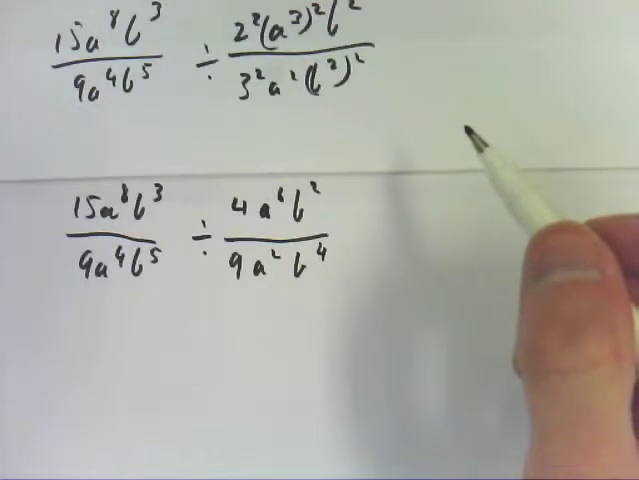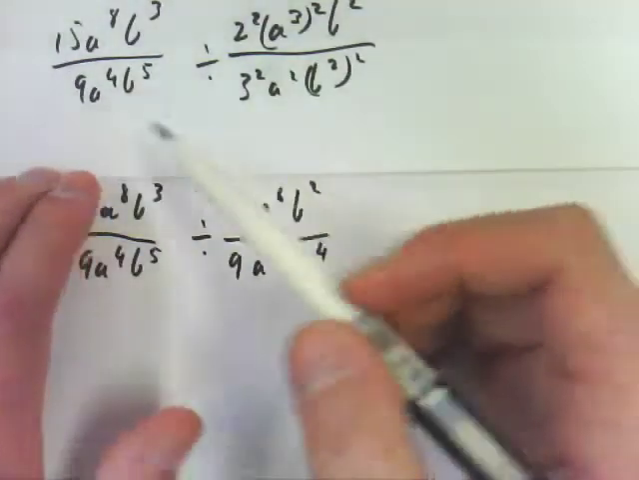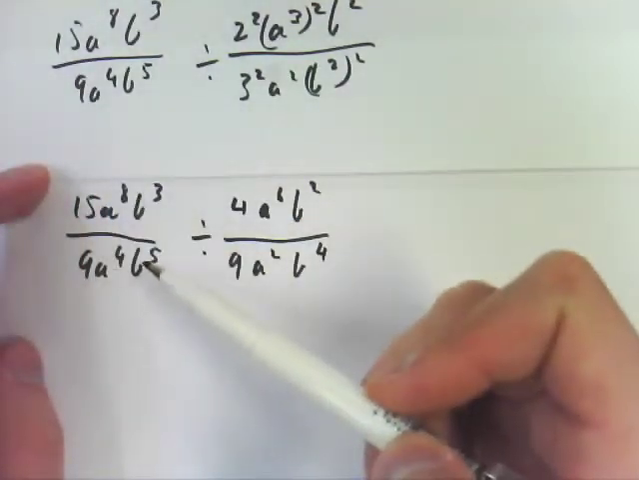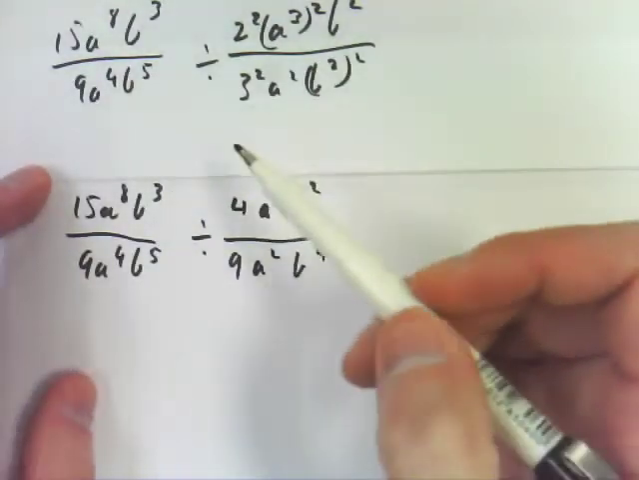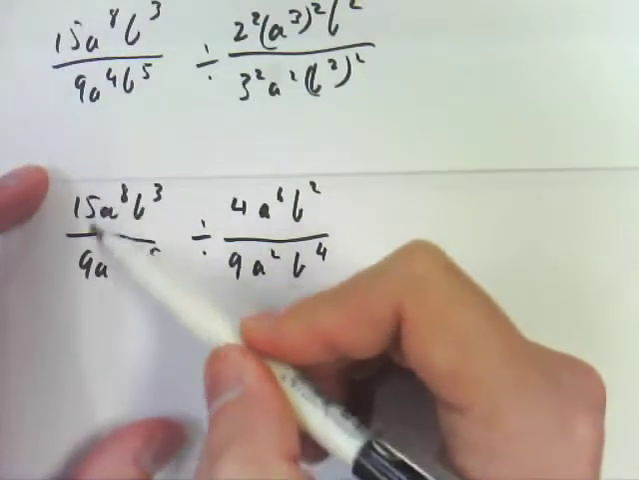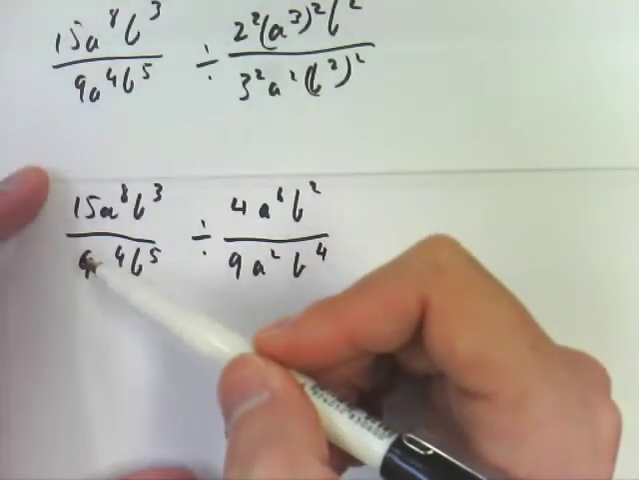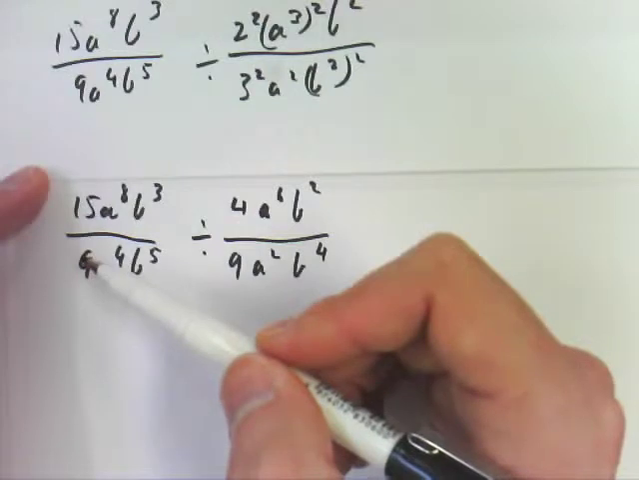Now we can start simplifying. Technically speaking, we could have simplified this left side a lot earlier, but I'm trying to make it step by step for you. So let's have a look here. We've got 15 divided by 9. There's a couple of ways to approach this.